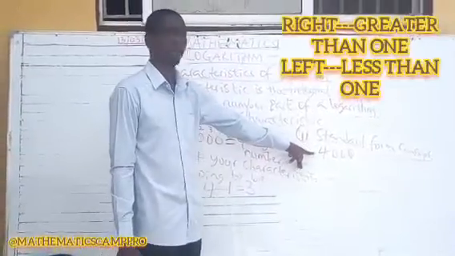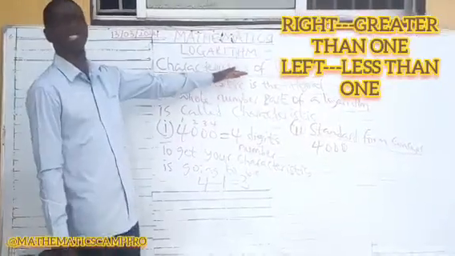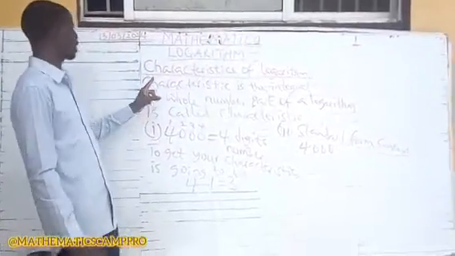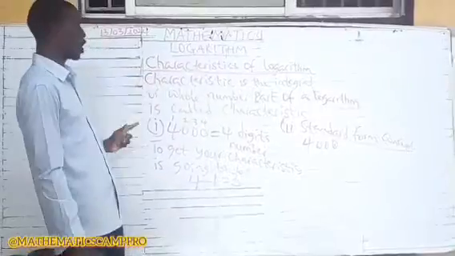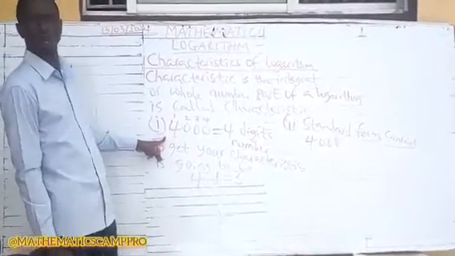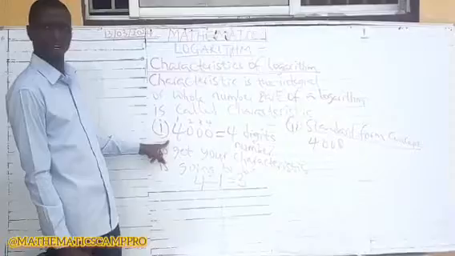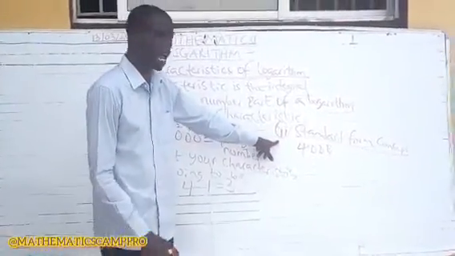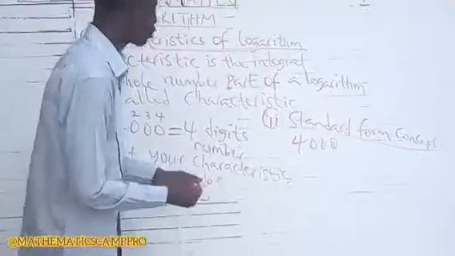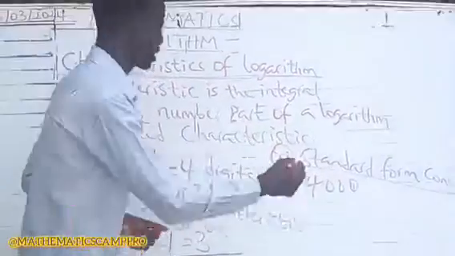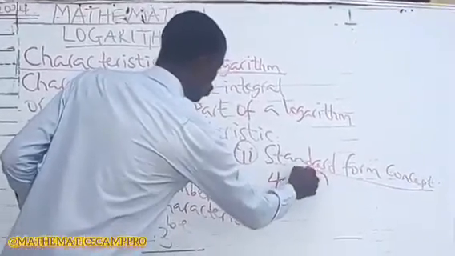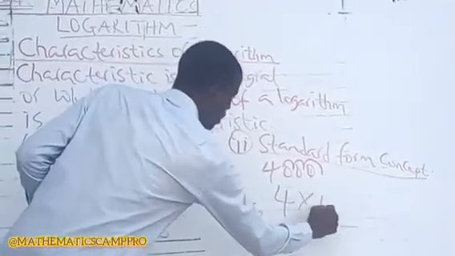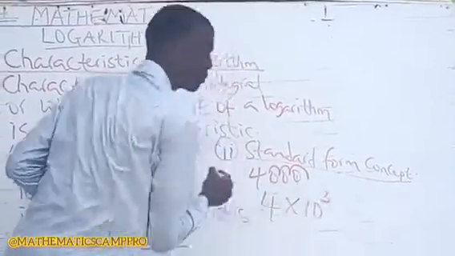Now, looking at this number, we are still on characteristics of logarithm. And I said, characteristics is the integral or whole number part of a logarithm. Now, this is the first way. I hope you are seeing what I'm putting on the board, viewers at home. And the second way, now this number is greater than 1. We are going to use the right direction movement. This is 1, 2, 3. Now we are having 4 times 10 raised to power 3.